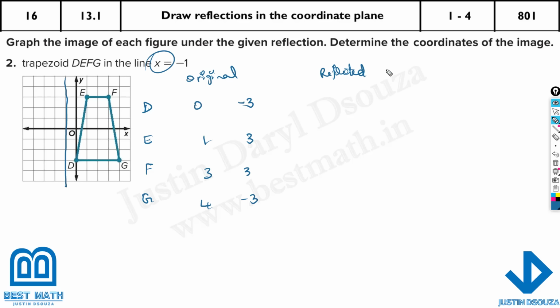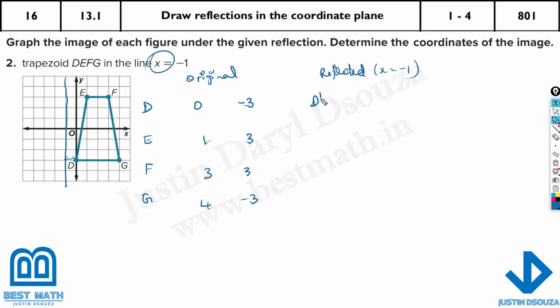Now here you need to take x is equal to -1. This is like the mirror where it's getting reflected. Here you need to find the distance between this and this point. And remember, since it's along x is equal to -1, that's a vertical line, the y values will never change. See this y? Here the y values won't change.